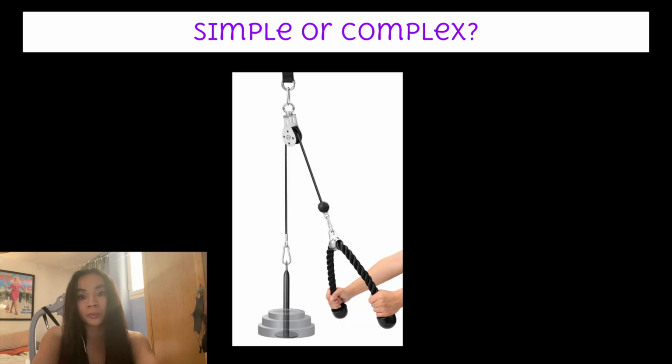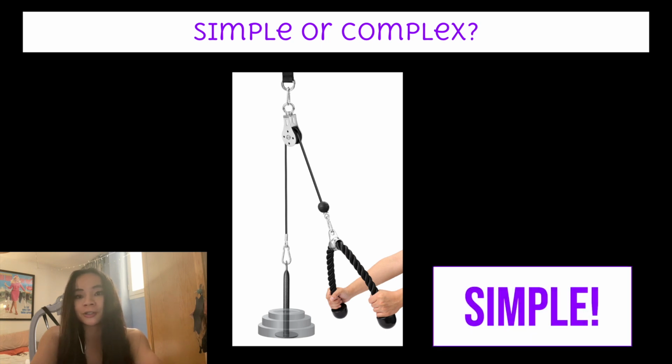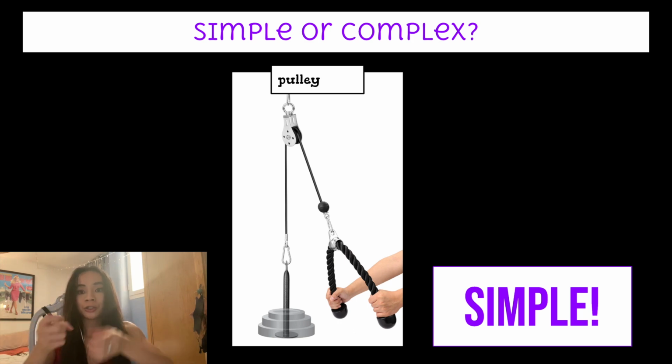Is this simple or complex? Simple. What does this look like to you? Which simple tool or machine does this look like? A pulley. So this is an example of an exercise machine in the gym. It works exactly like a pulley. On one end you have to pull, and on the other end you have heavy weight. So it's a way to work out, but it is a type of pulley.